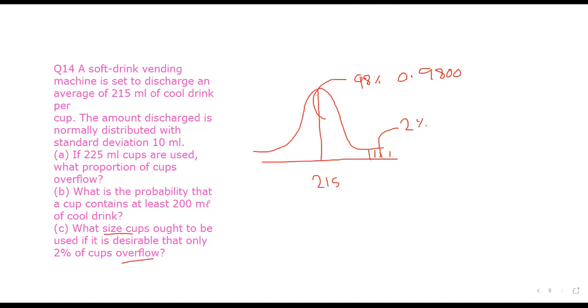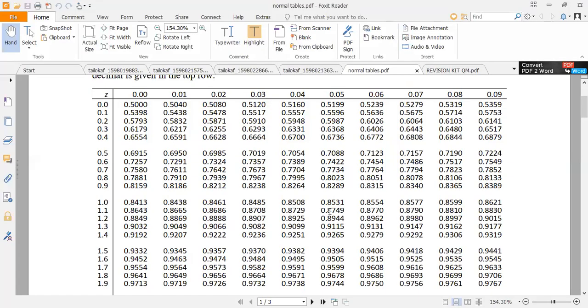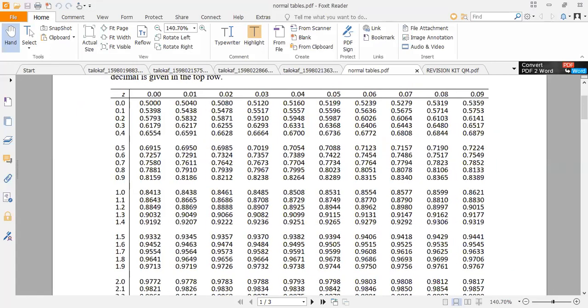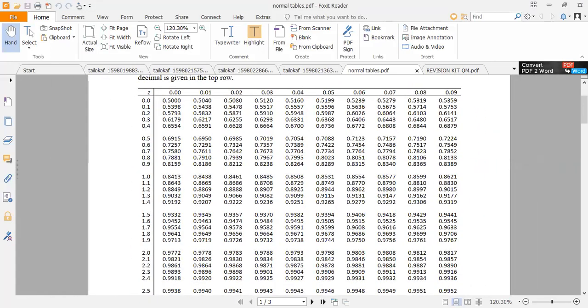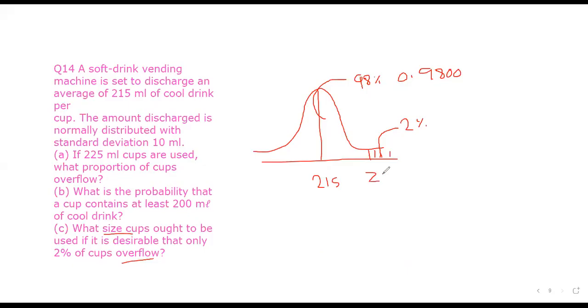Excellent. So when we go inside the table, we're going to look under 0.9800, which number is equal to or close to that. So what are we finding? I'm getting 2.05. Yes, 2.05, which is the closest. So our Z is 2.05. So here we'll put Z. It's got 2.05.